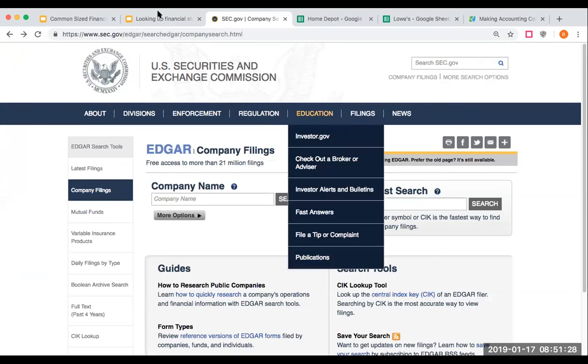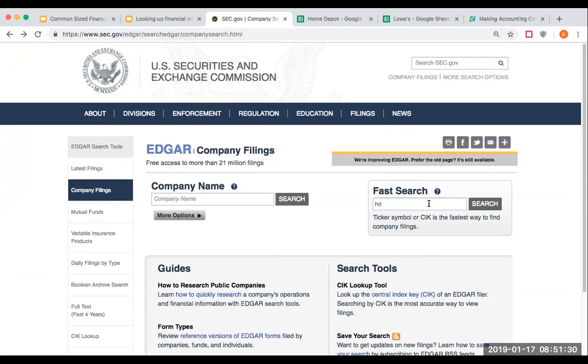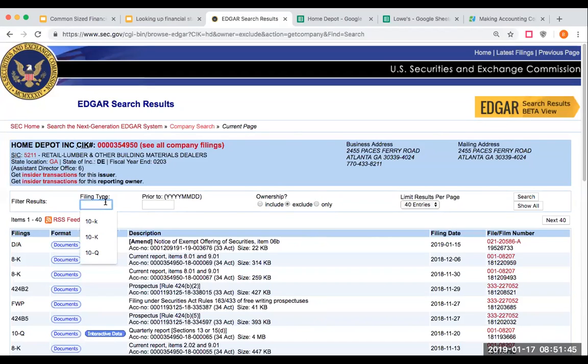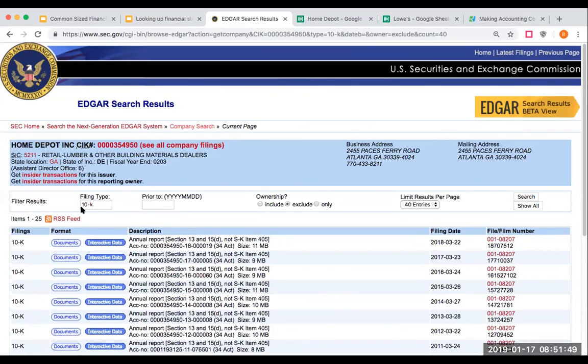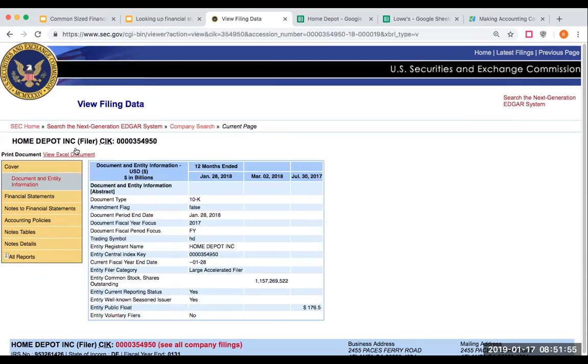So I go to sec.gov, click on go to fast search, and I type in the ticker symbol. What is the ticker symbol? It's essentially the ticker that the company uses on the relevant exchange. Type this in, and then if I want to look up a particular filing type, I go to here, use 10K, and click on interactive data. This will get me to the View Excel Document.